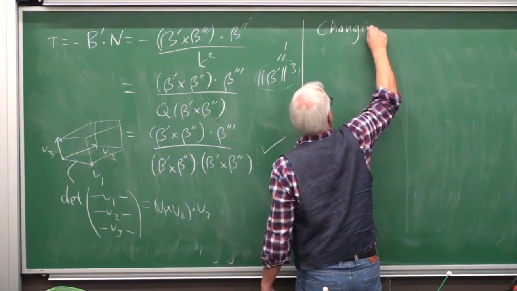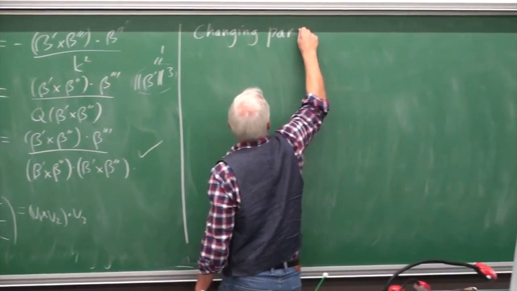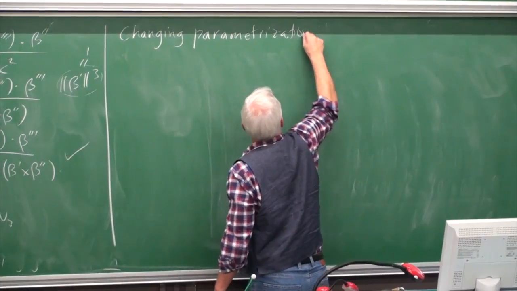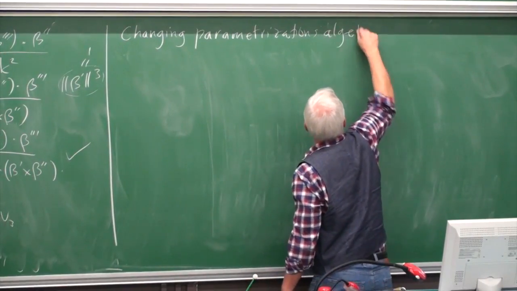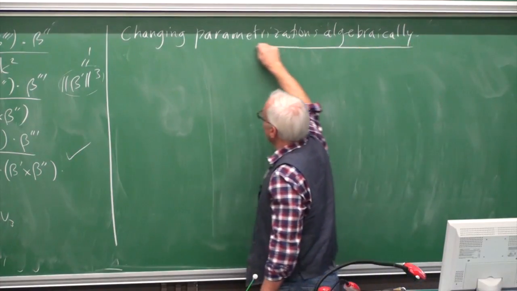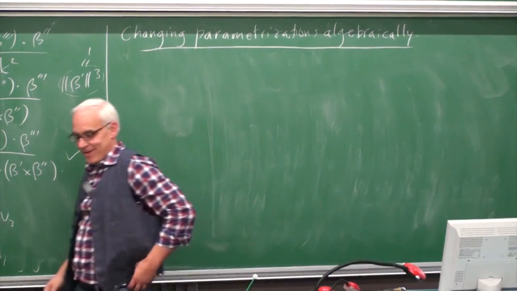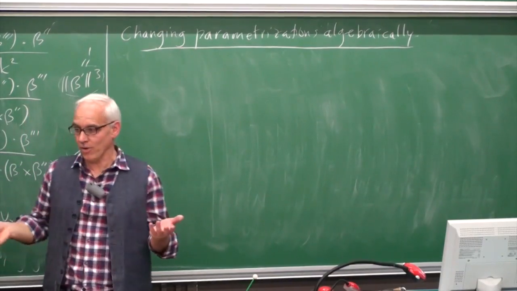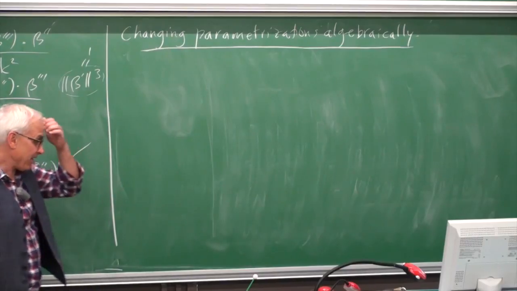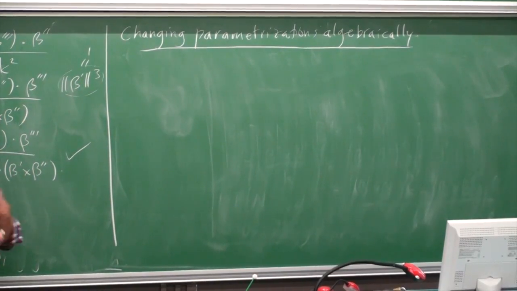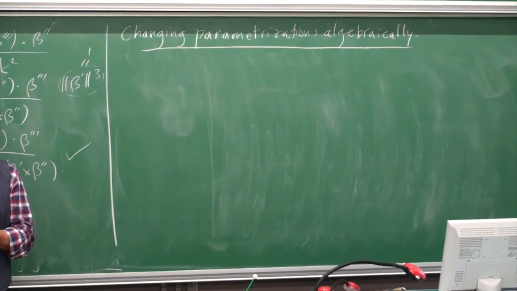So let's say a little bit about changing parameterizations algebraically. Now, this is a very important topic for physics because in physics we want to create coordinate systems to do computations, but ultimately we want our computations to be independent of the coordinate system that we choose. And that's what's going on here.